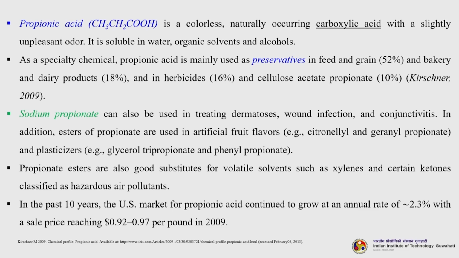In the past 10 years, the US market for propionic acid continued to grow at an annual rate of 2.3%, with a sale price reaching $0.92 to $0.97 per pound in 2009.